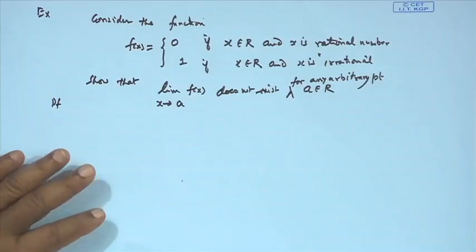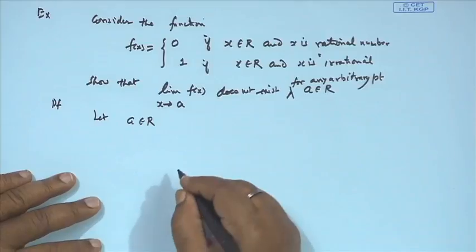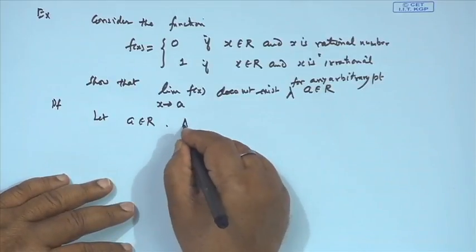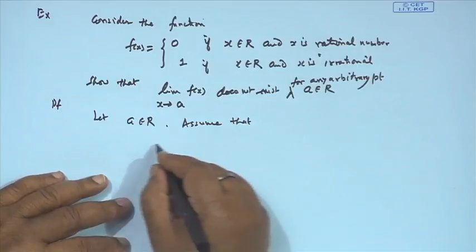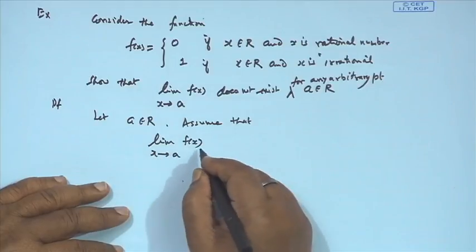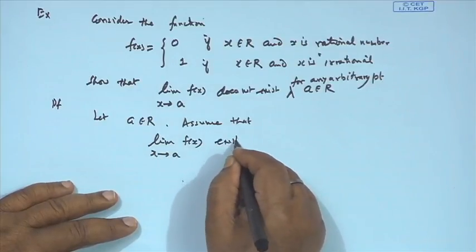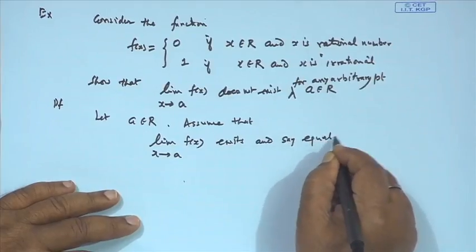So, let us prove this by contradiction. In fact, we will assume the limit of this exists when x tends to A, where A is a real number, then it will lead to a contradiction. So, let A belong to R, any real number, and assume that the limit of this function f(x) when x tends to A exists and is equal to L.